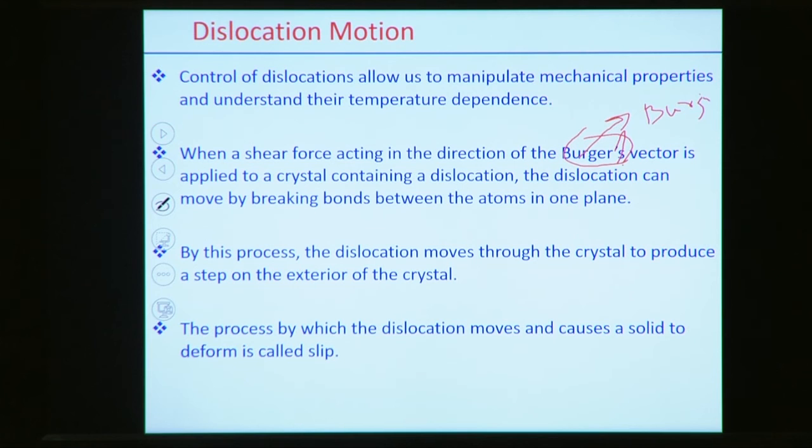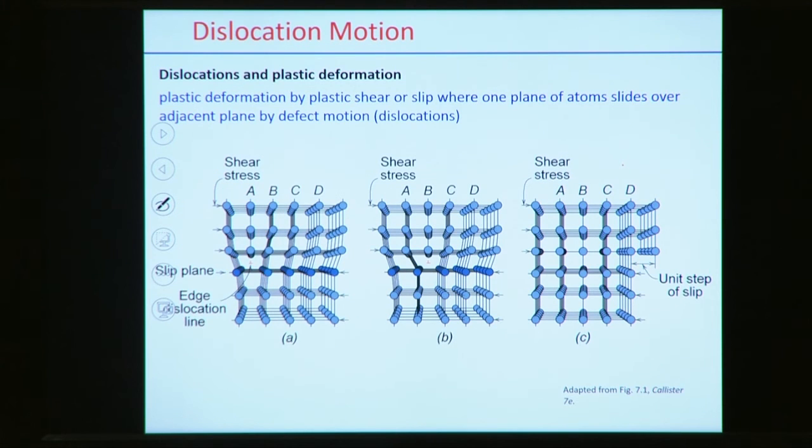By this process, the dislocation moves through the crystal to produce a step on the exterior of the crystal. The process by which the dislocation moves and initiates the deformation of a single crystal is called slip. We'll try to explain the slip mechanism. Let us look into how we can explain these things.